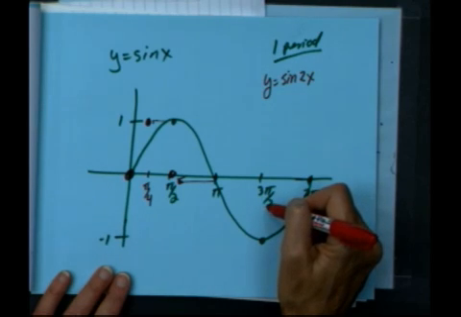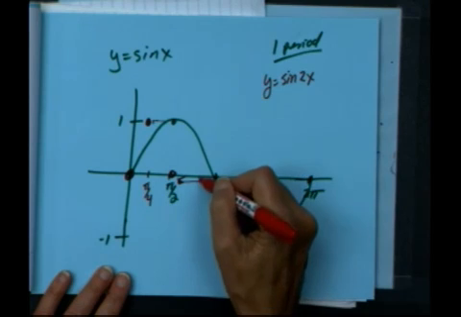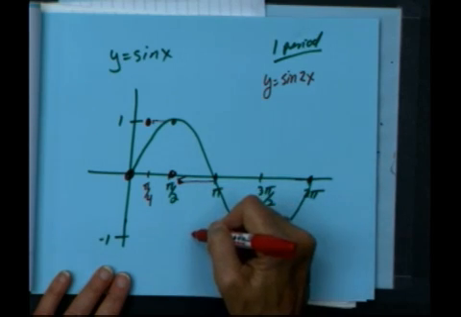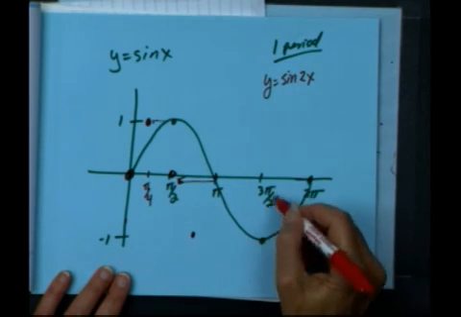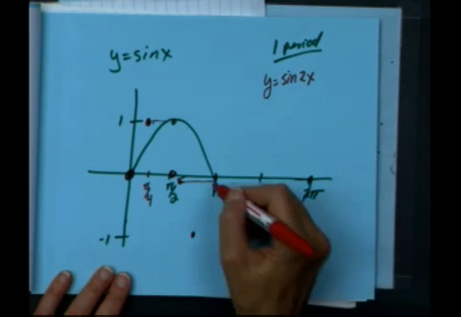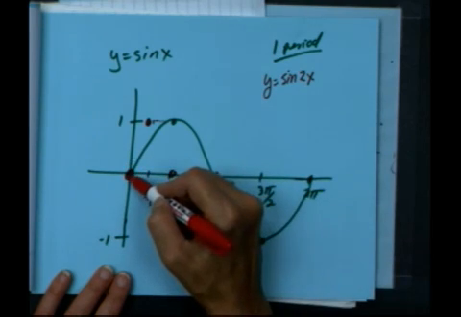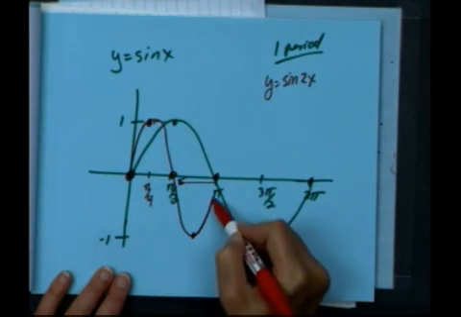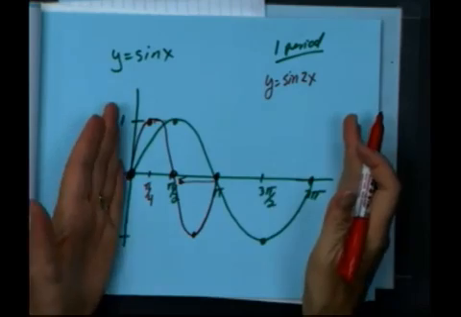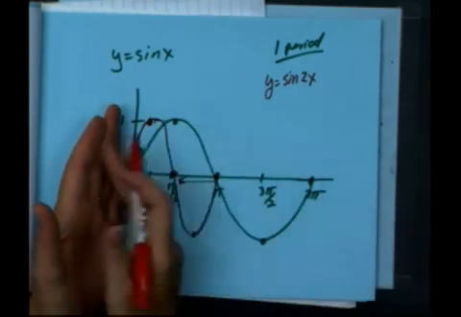So now we're at 3 pi over 4. 3 pi over 4 will be right here. Everybody with me? 3 pi over 2 times a half. And now 2 pi times a half puts me at pi. So it's compressing. We've taken this and we've squished it towards the y-axis.